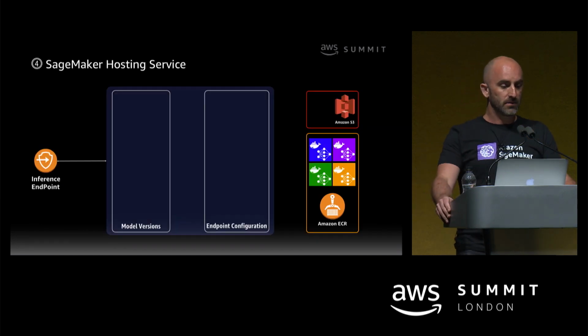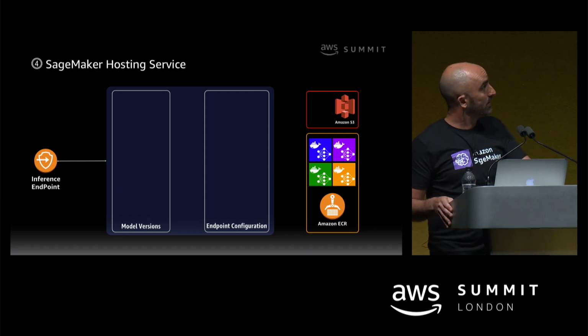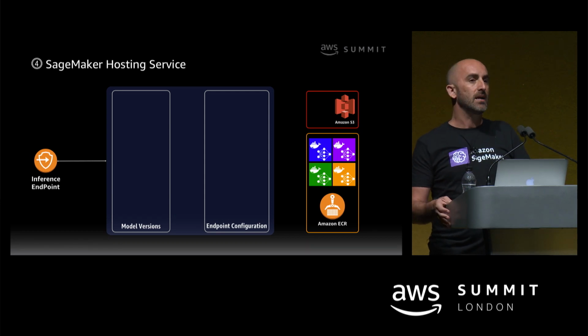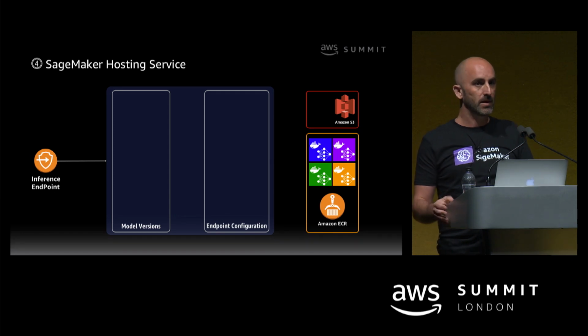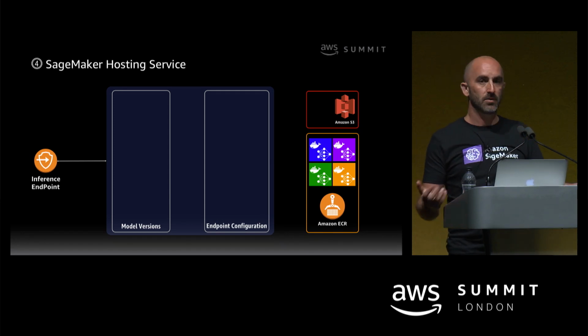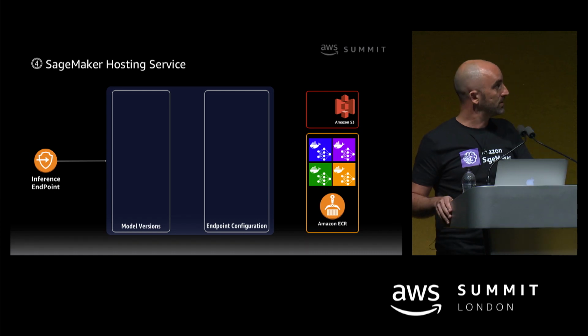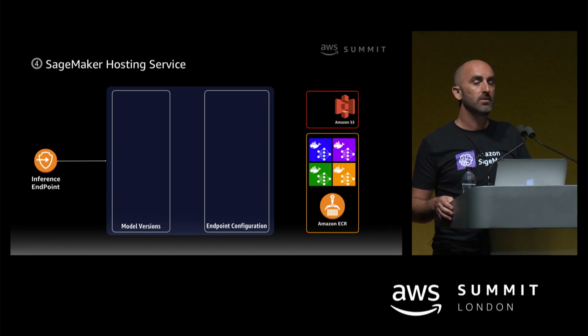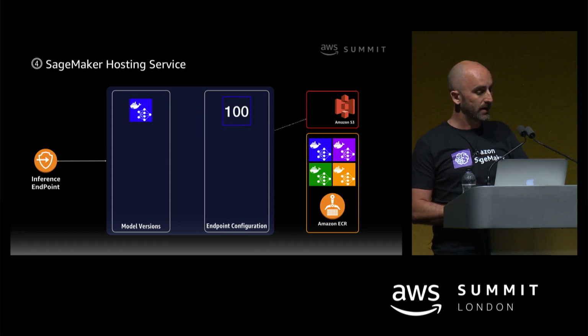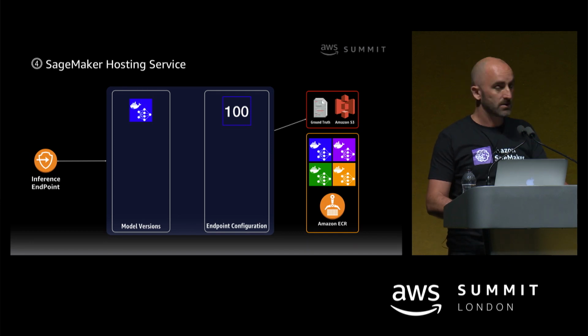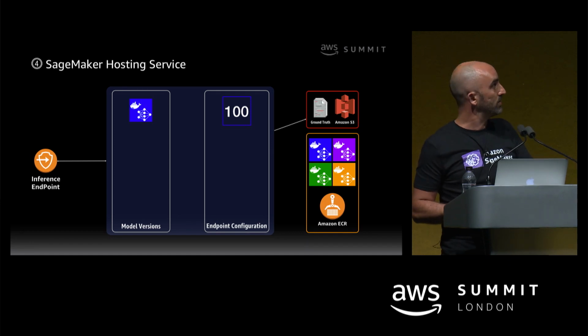So on the hosting service, as I alluded to earlier, one of the cool features allows you to do A/B testing. It allows you to have multiple versions of your model for a single endpoint. And then gradually, as you see the performance of new versions of your model, you can shift traffic more and more to those newer versions. So just an example here. Say this is version 1 of our model deployed to an endpoint. We can decide that obviously 100% of the traffic is going to it.